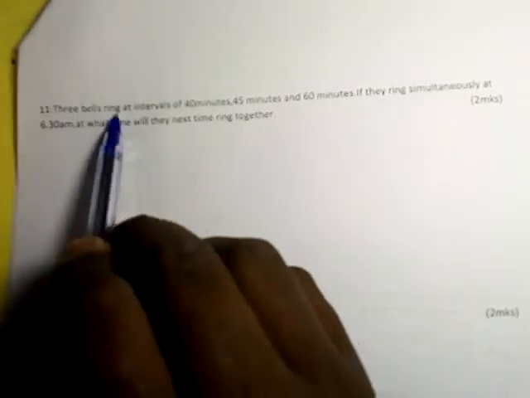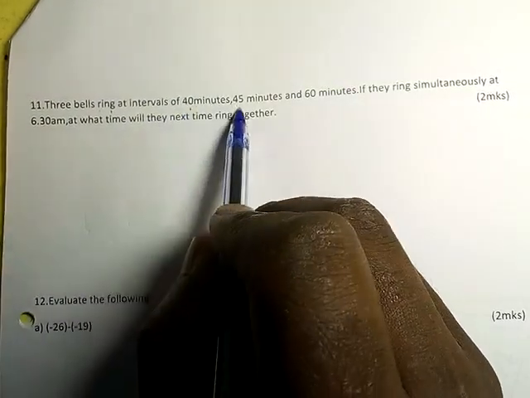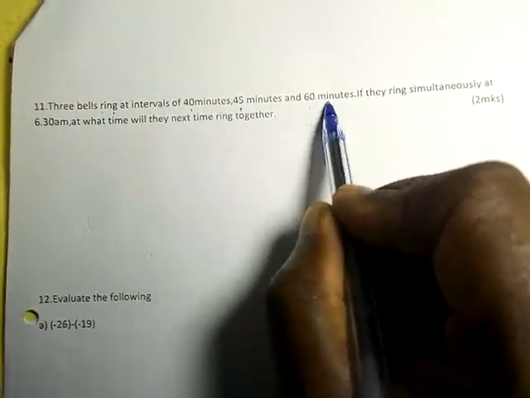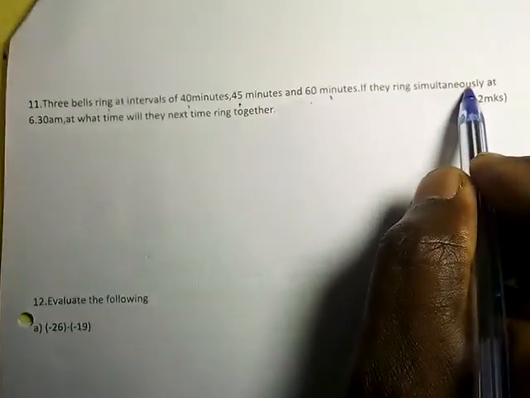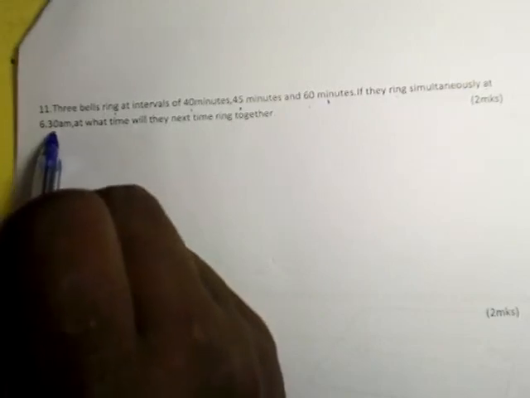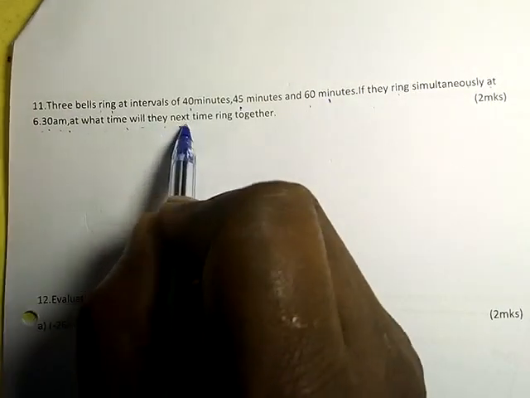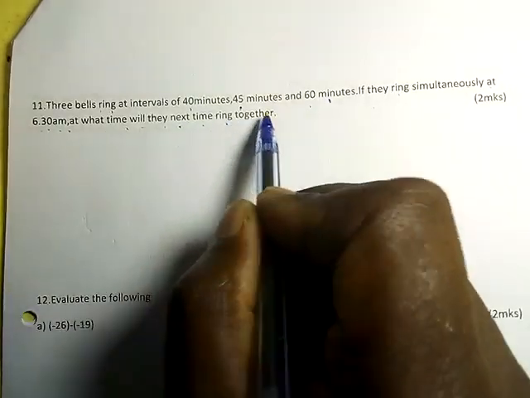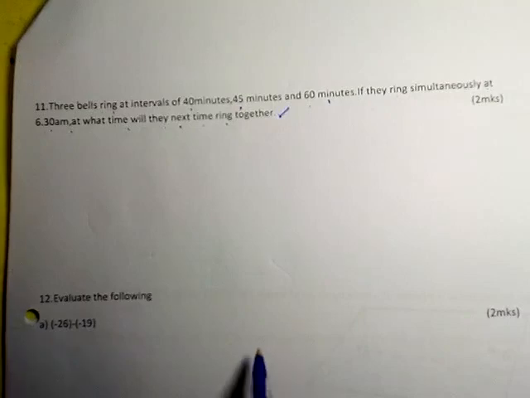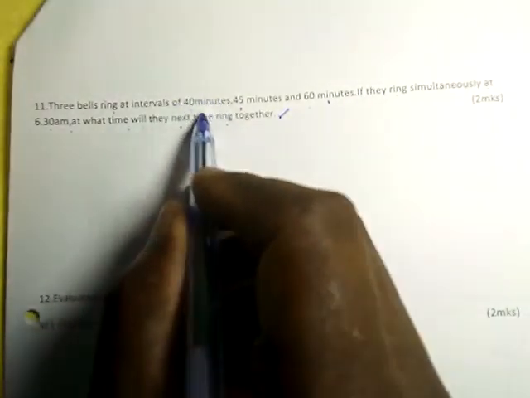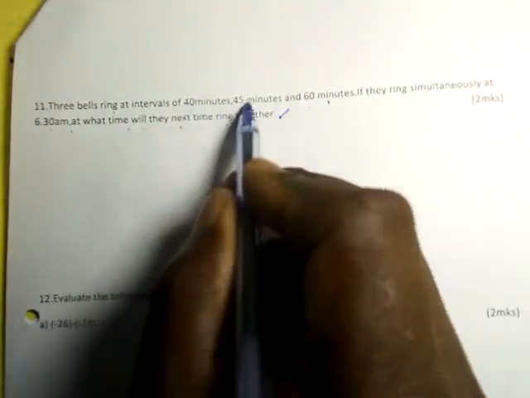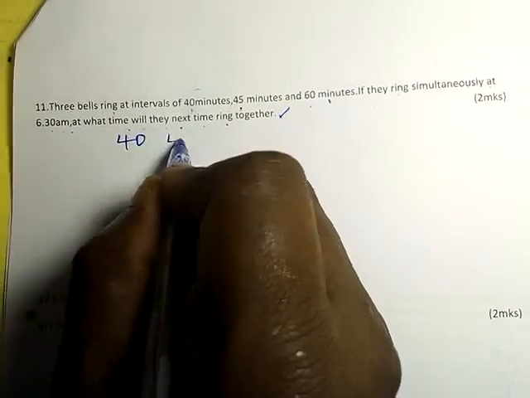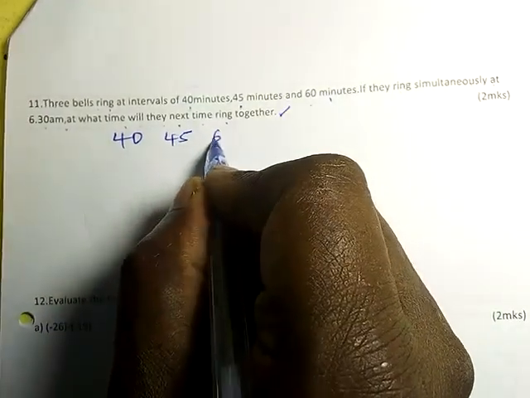Three bells ring at intervals of 40 minutes, 45 minutes, and 60 minutes. If they ring simultaneously at 6:30 a.m., at what time will they next ring together? So for you to get the time they will ring together, the first thing you do is to get the LCM of the minutes. Get the LCM, that is 40, 45, 60.